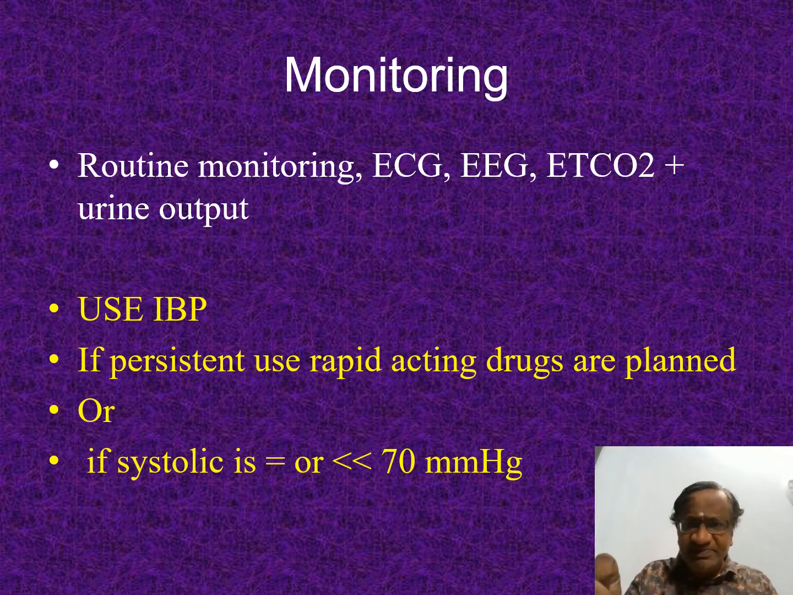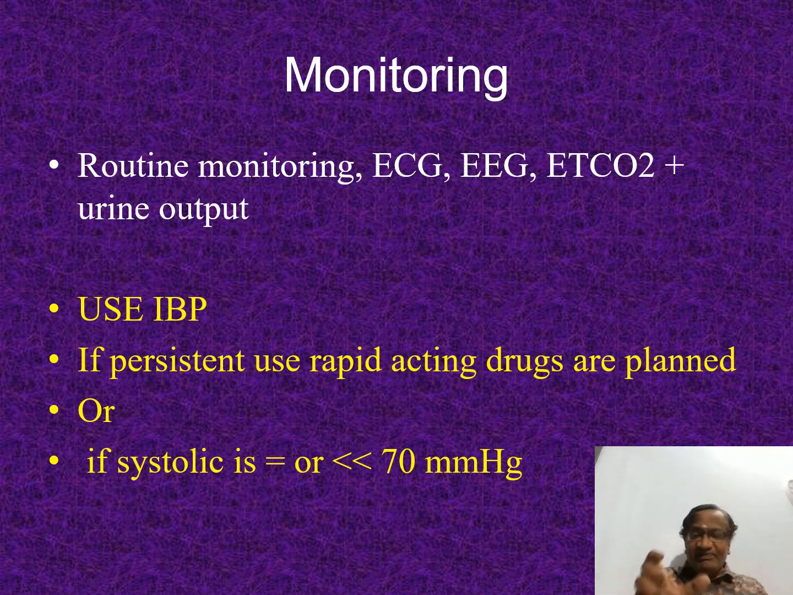Routine monitoring: pulse, blood pressure, ECG, sometimes EEG, ETCO2, urine output. I will always put a hand on the dorsalis pedis. If the dorsalis pedis is well felt, then cardiac output is good. That is one. Number two is urine output. So these two things I'll be careful about. But sometimes we don't use urinary catheters for short surgeries. So urine output monitoring cannot be done.